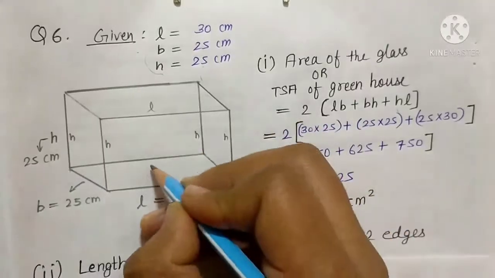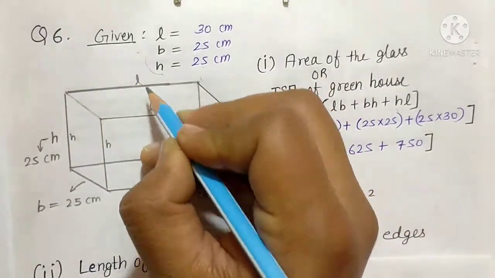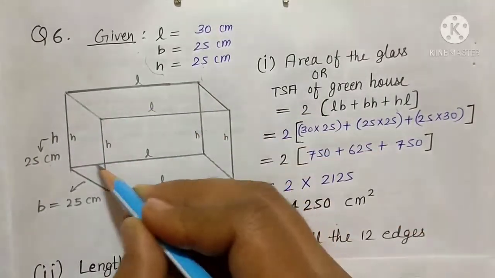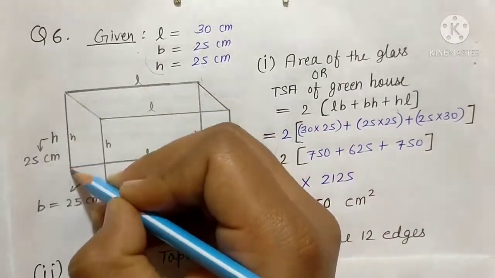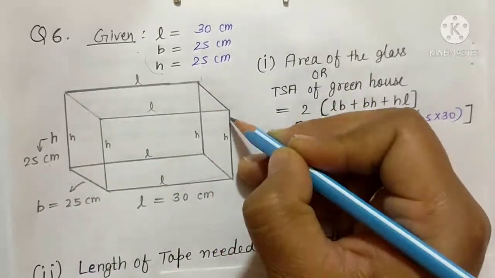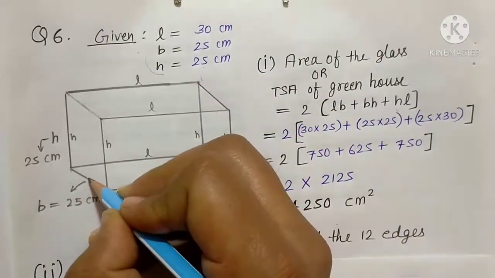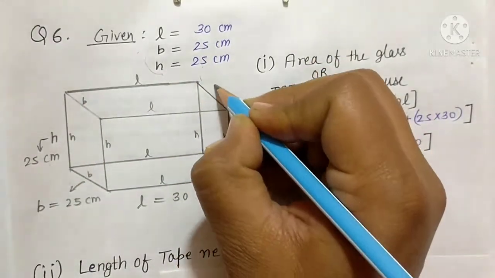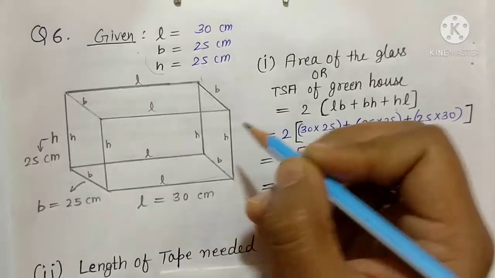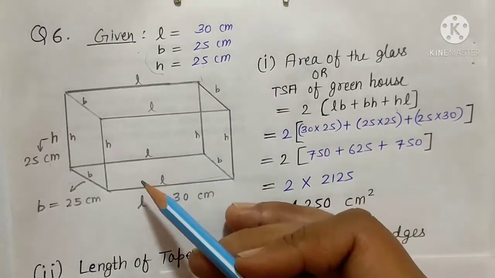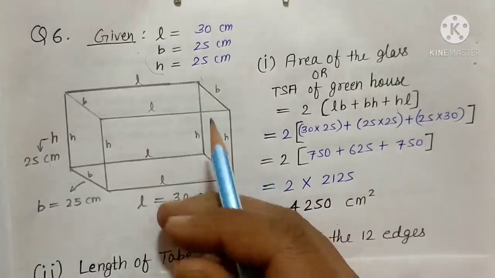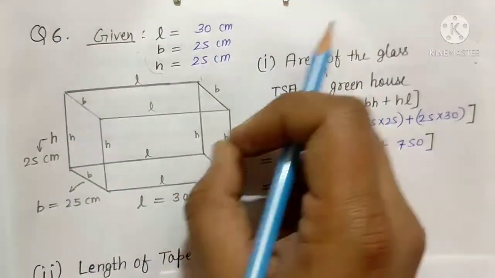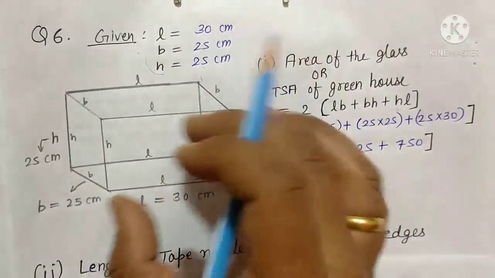And how many lengths are there? Length, this is also length, this is also length. So 1 2 3 4, 4 lengths are there. 1 2 3 4, 4 heights are there. Breadth, just check, this is one breadth, 2, this is 3, and this is 4. So 4 lengths, 4 heights, 4 breadths. On all these edges, we have to put tape, so that they can stick together.